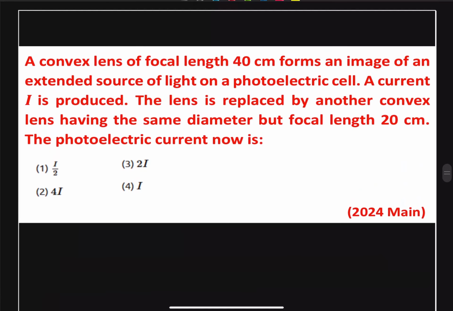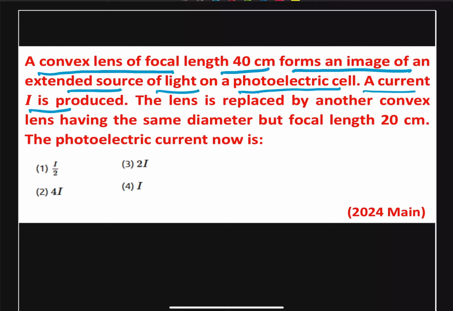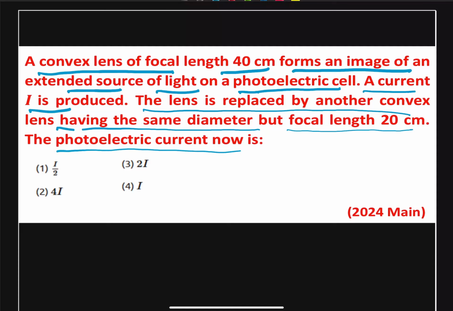Next question. It states that a convex lens of focal length 40 cm forms an image of an extended source of light on a photoelectric cell. A current I is produced. The lens is replaced by another convex lens having the same diameter but focal length is 20 cm. The photoelectric current is now.